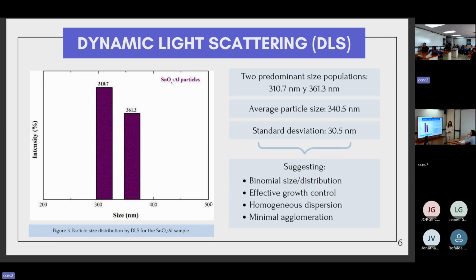Then in this slide, we present the dynamic light scattering, the DLS, that confirms the predominant size population of the nanoparticles. It has two sizes of 310 and 361 nanometers, with an average particle size of 314 nanometers and a standard deviation of 30.5 nanometers. This suggests a bimodal size distribution and also effective control, because it has only two predominant sizes of the nanoparticles.